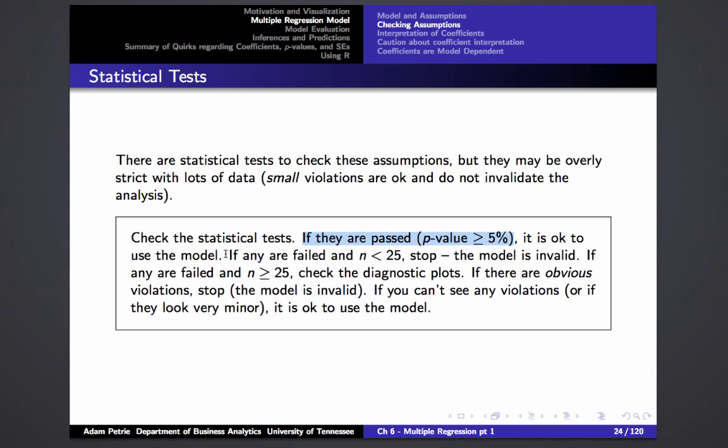If any of those assumptions are failed and you don't have much data, you need to stop. That model's not valid. It's not going to work out for describing how y and the predictor variables are related. If they are failed and you do have a fairly large data set, like we typically do in business analytics, we're always going to check those diagnostic plots. Small violations are okay, so only if we see any sort of obvious violations are we going to stop. If we don't see any obvious violations, it's going to be okay to use the model.